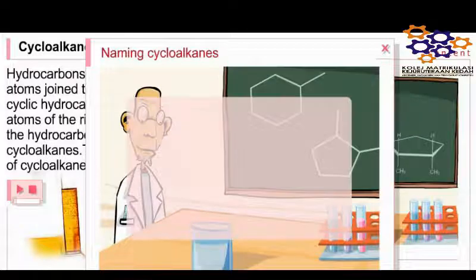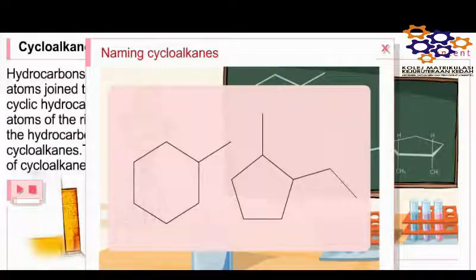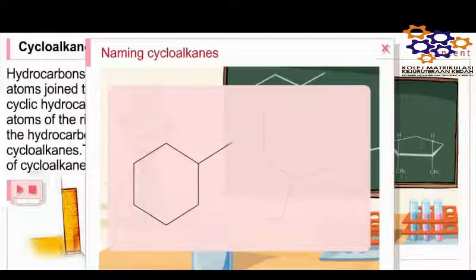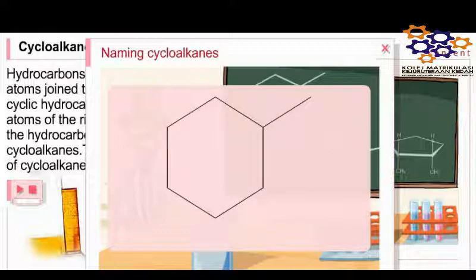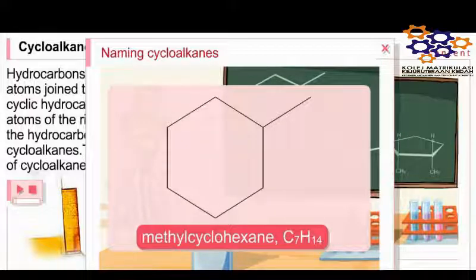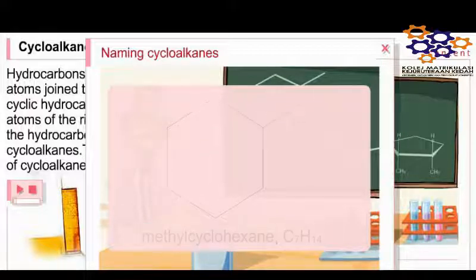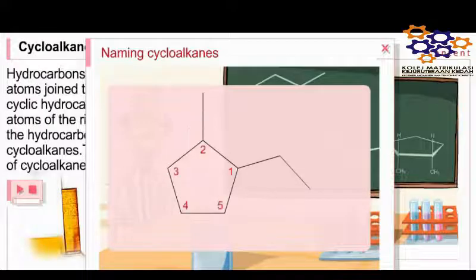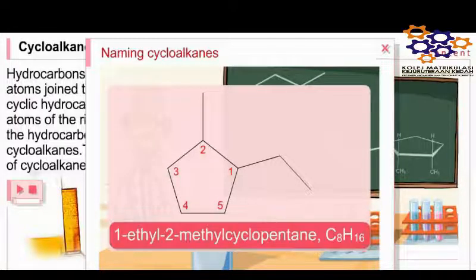When naming cycloalkanes, we use the prefix cyclo, and the same rules as before. Let us name the cycloalkane shown on the screen. Because there is only one methyl group on the ring, there is no need to number the atoms of the ring. The name is methylcyclohexane. Number the atoms of the cyclopentane ring, and name the substituents in alphabetical order. The name is 1-ethyl-2-methylcyclopentane.